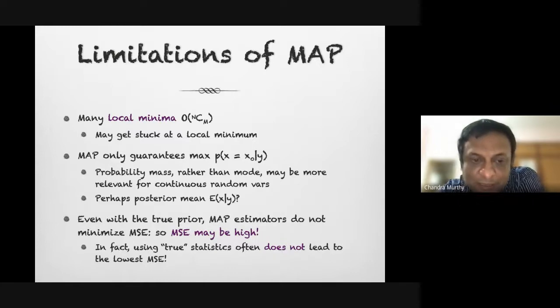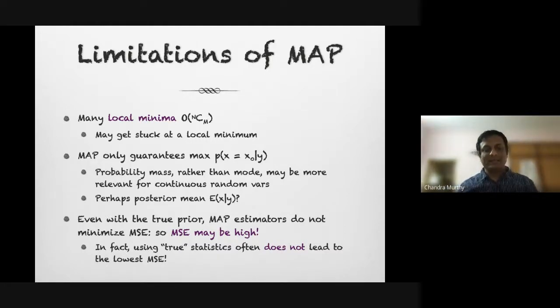And finally, the third point is that many times we are interested in the mean squared error in the recovered sparse vector, but MAP is a completely different criterion. It maximizes the posterior density. It says nothing about what the mean squared error in the recovered vector will be. So by design, they're not designed to minimize the mean squared error. So the mean squared error may be high.